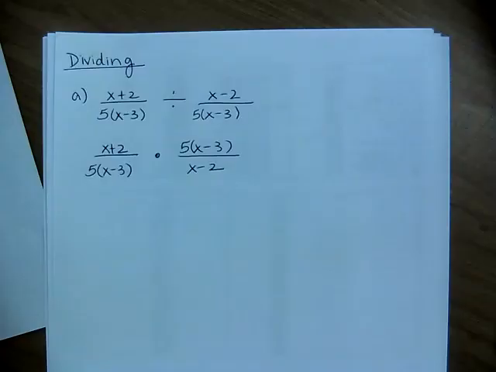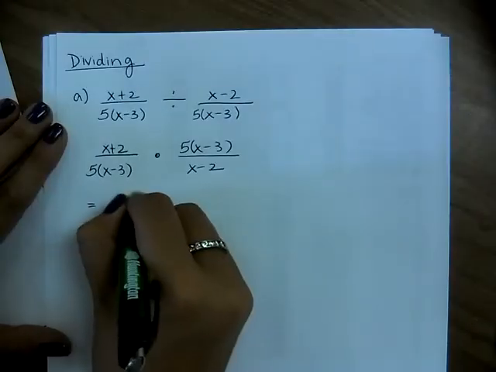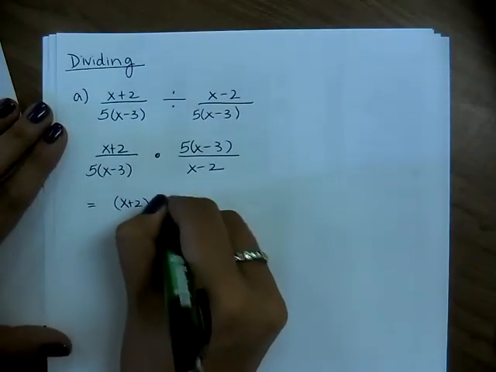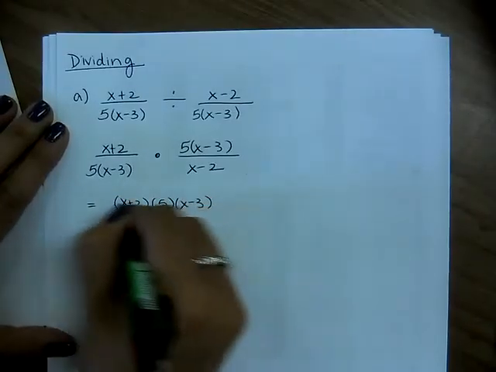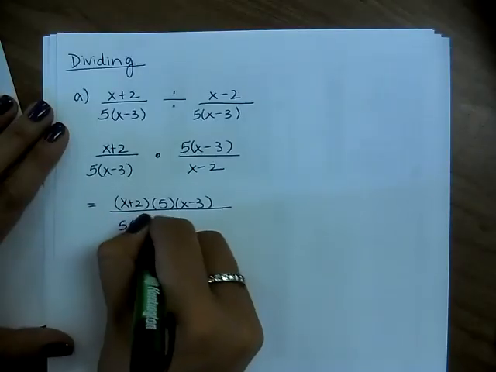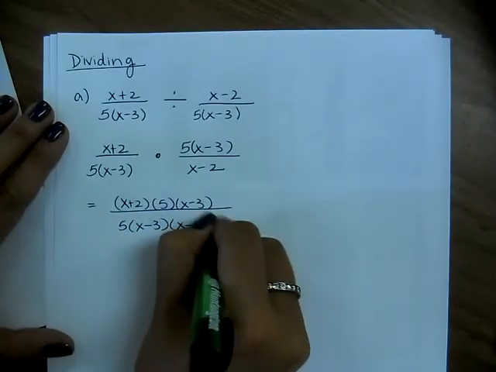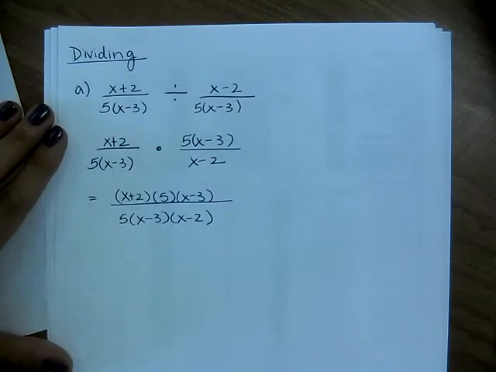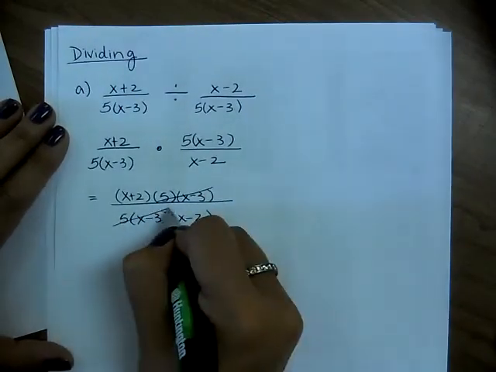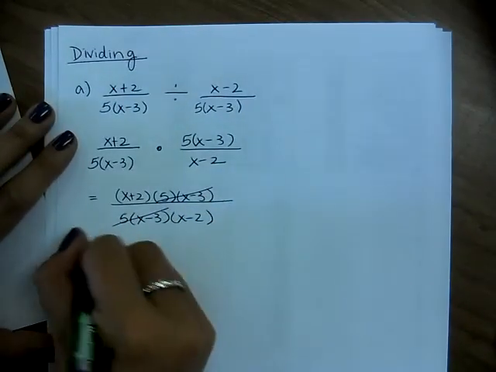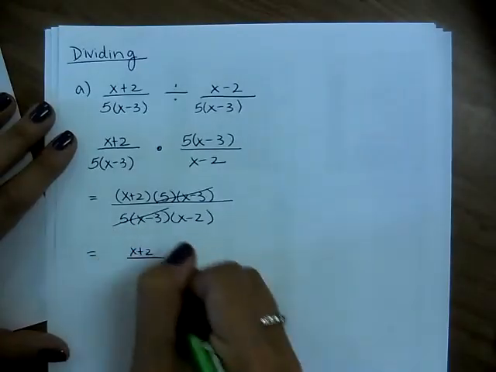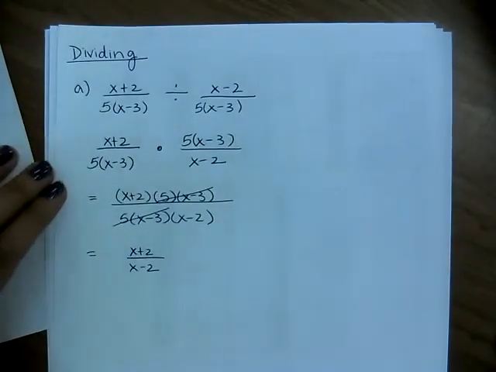So the same steps apply. You factor, you combine numerators and denominators, you cancel. So we're going to get x plus 2 times 5 times x minus 3 over 5 times x minus 3 times x minus 2. Our 5 times x minus 3 is going to cancel. We're left with x plus 2 over x minus 2.